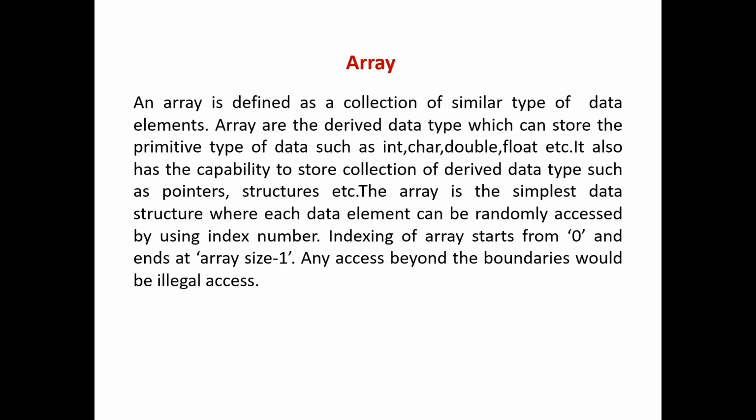So now, what is an array? An array is defined as a collection of similar types of data elements. Arrays are derived data types which can store primitive types of data such as int, char, double, float, etc. It also has the capability to store collections of derived data types such as pointer, structure, etc. The array is the simplest data structure where each data element can be randomly accessed by using an index number. Indexing of an array starts from 0 and ends at array size minus 1. Any access beyond the boundaries would be illegal access.